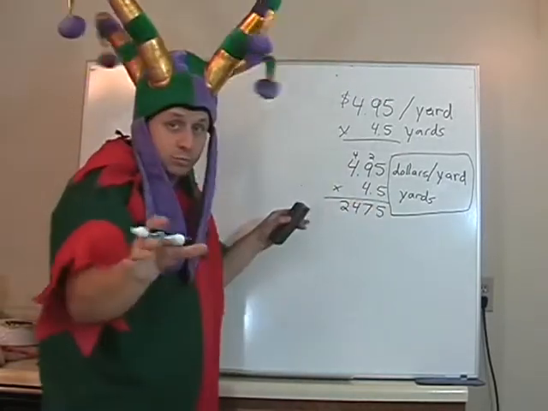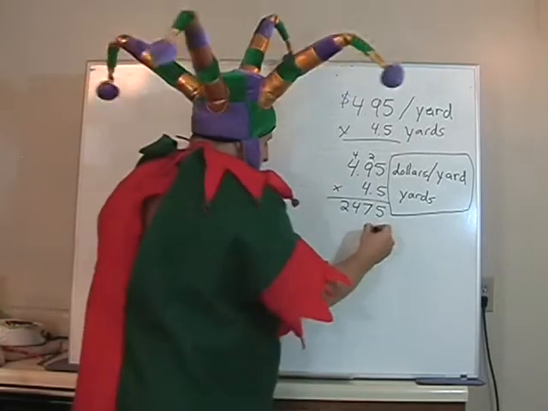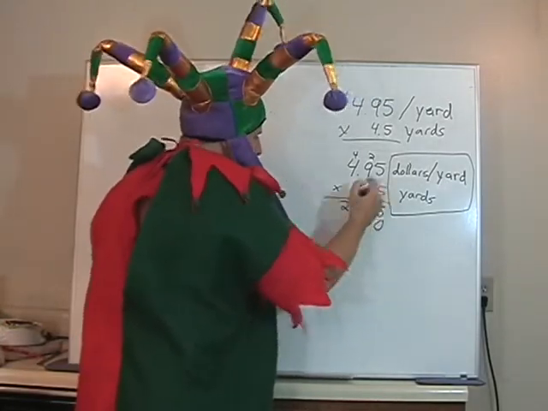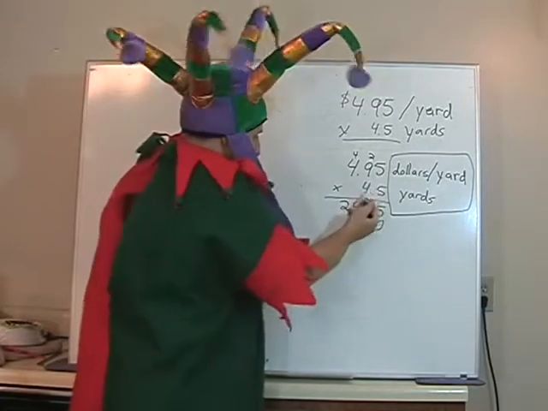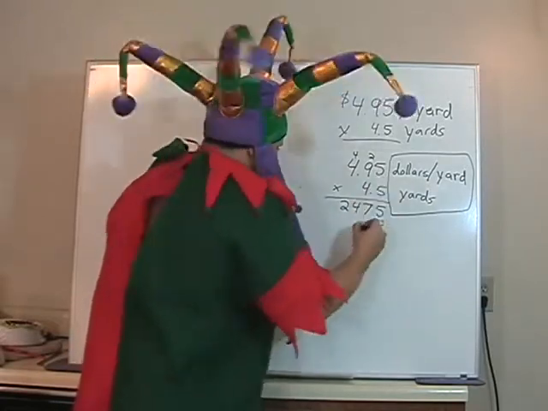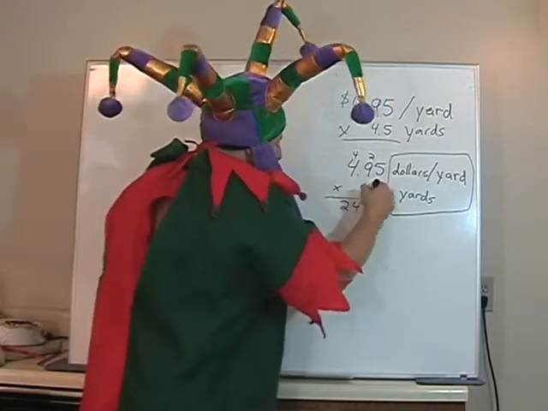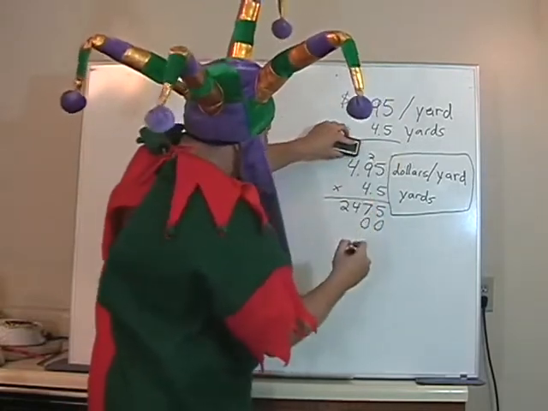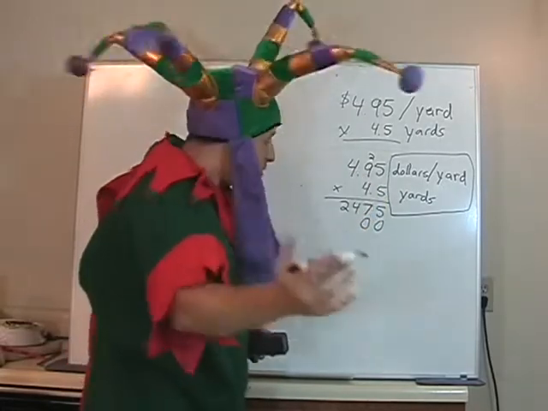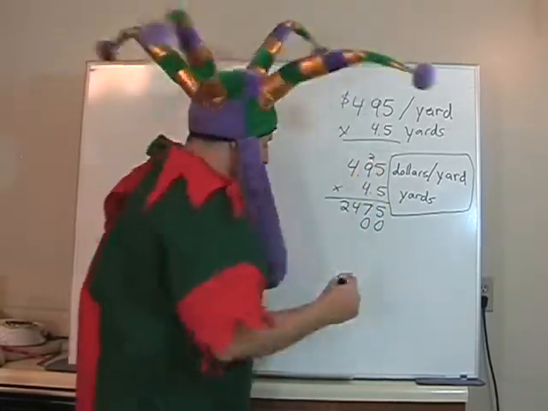Okay, so we have our first partial product. Now the next thing we do is multiply by this 4. We'll put a 0 in there, because this 4 is in the tens place. 4 times 5 is 20, so we'll put a 0 there and carry the 2 up to the top. Hey, there's a 2 already there. How convenient. And 4 times 9 is 36, plus 2, 38. There you go.